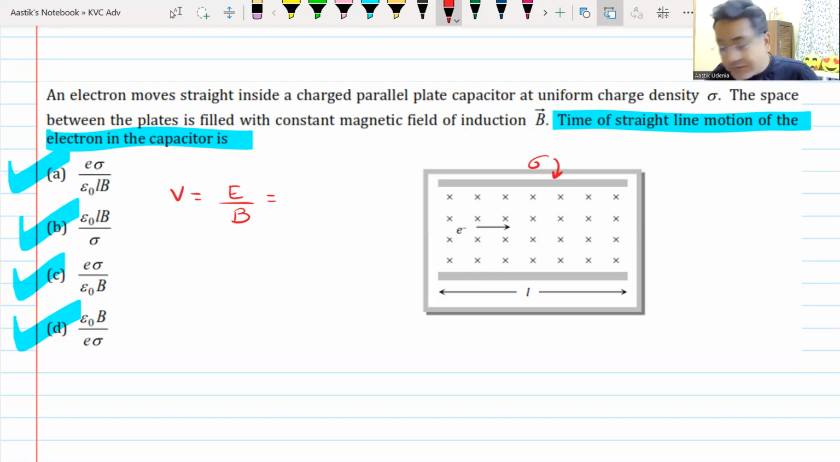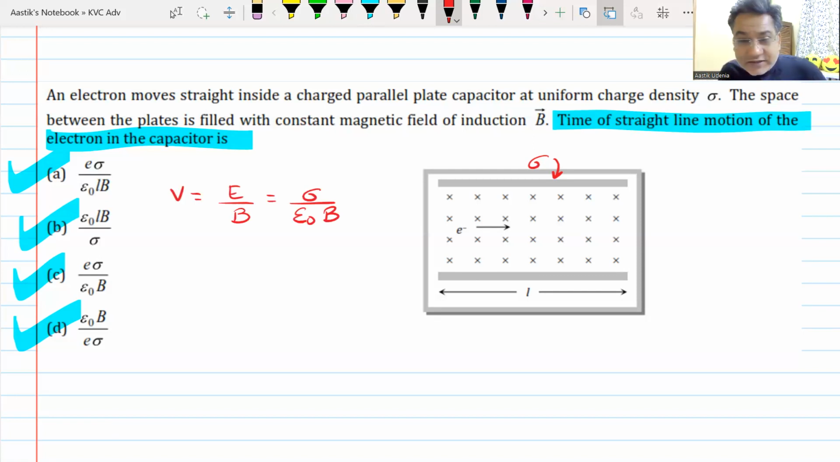Yes. Remember, E by B will always give you the dimension of velocity. So the velocity it will be moving with will be equal to E by B. Electric field between the capacitor plates is given by sigma by epsilon naught. Yes or no? Yes. So that is the velocity.